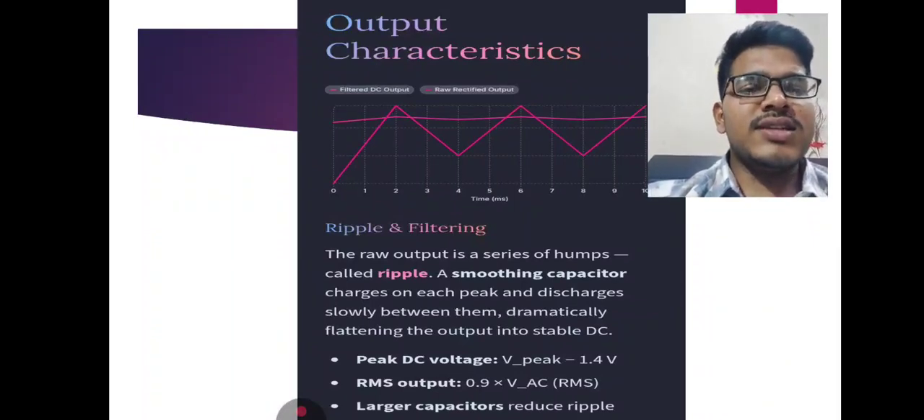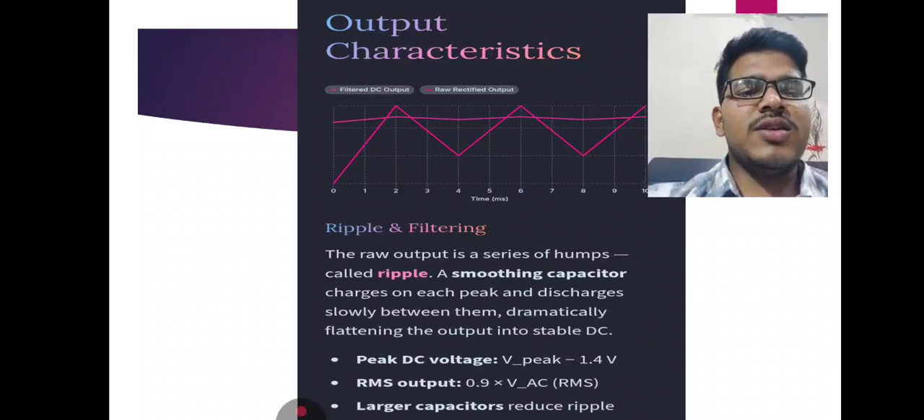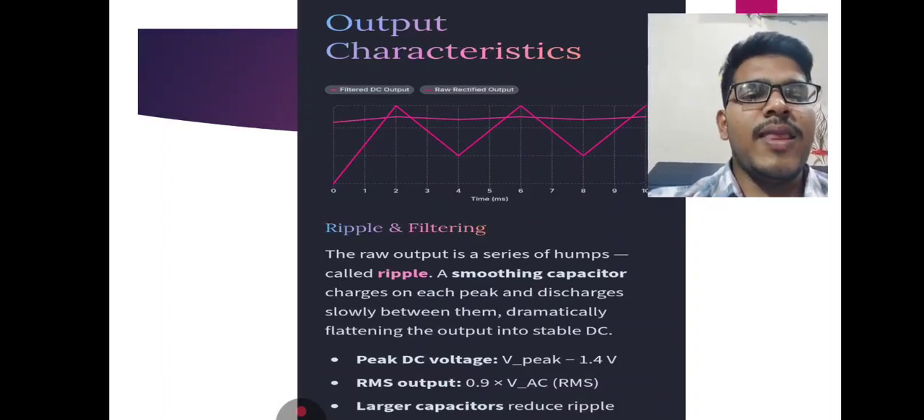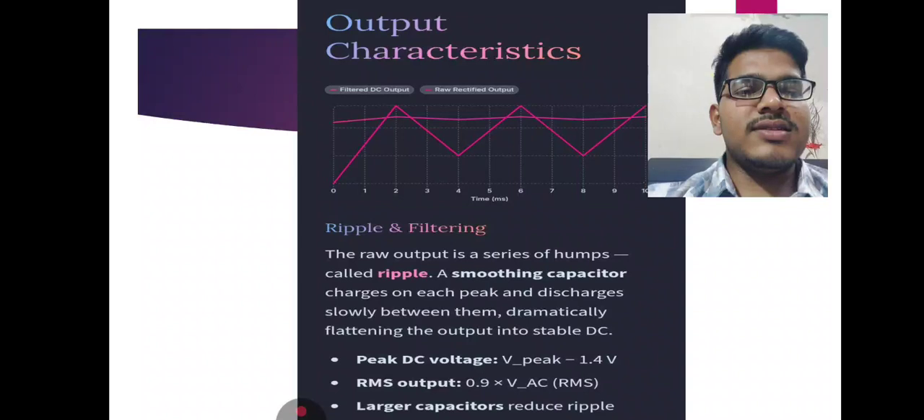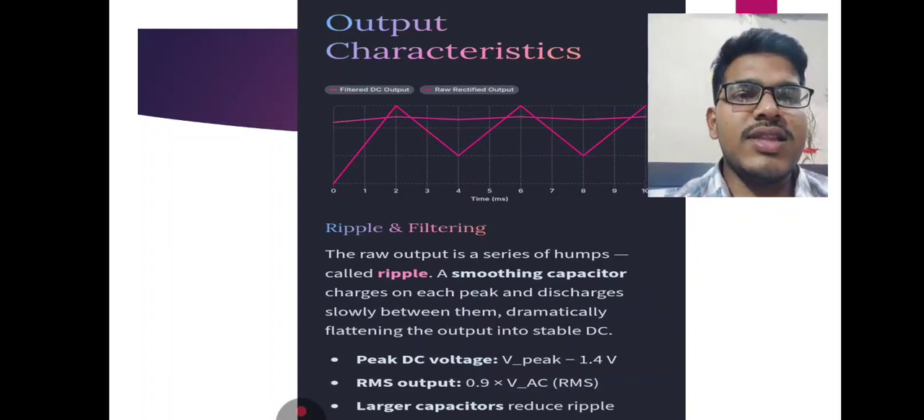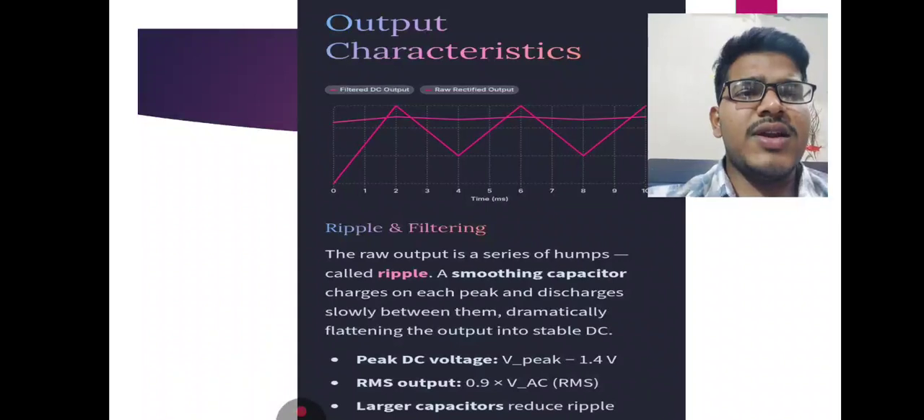We can also see the peak DC voltage is 1.4 times the input voltage. RMS output is also known as 0.9 times V AC RMS, and larger capacitors reduce ripple. We also describe this as filtered DC output and also raw rectified output. And we can observe the graph, how the graph goes up and down.